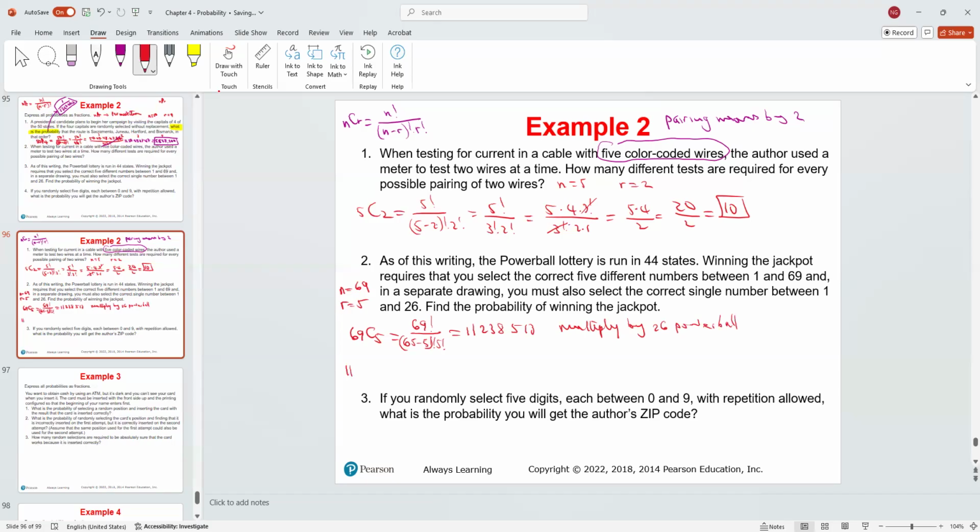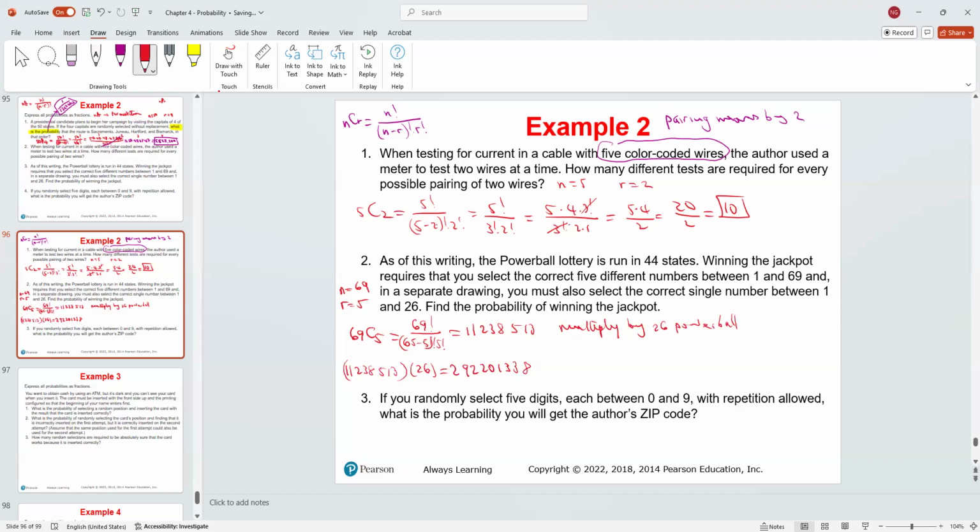So you end up with 11 million 238,513 times 26. That gives you a big giant number. When you multiply that by 26, it gives you 292 million 201,338. All right. Now this number right there is the number of different ways you can win.